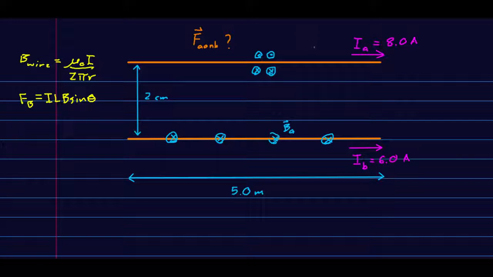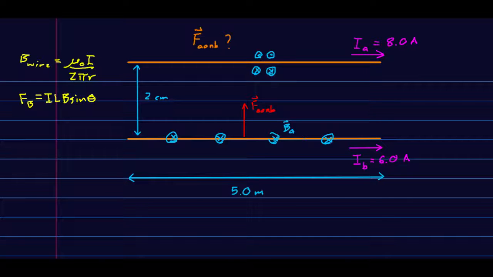So again, do the other right-hand rule. Stick your thumb in the direction of this current and your index finger in the direction of this B field. And you're going to conclude that the force that we're interested in is up. All right, now let's start working through all the magnitudes.